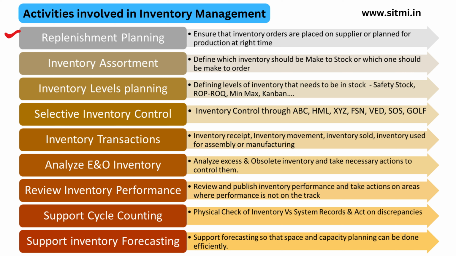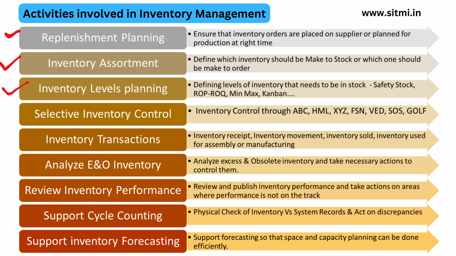The second activity is inventory assortment. In this activity, it is defined which inventory should be made to stock and which inventory should be made to order. The third activity is to define levels of inventory.